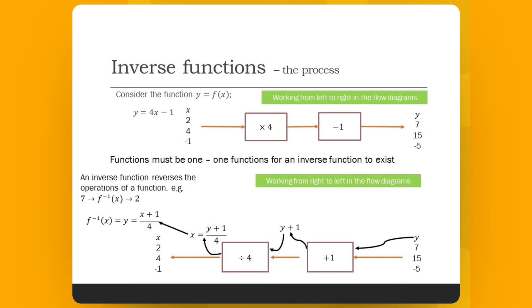Now let's try with the numbers. If we start with 7, we add 1, we have 8. 8 divided by 4, the answer is 2. And that checks with what we had before. Let's try another one. 15 add 1 is 16. And the 16 divided by 4 is 4. So that works. So that is how the process is supposed to work. Now I must mention functions must be 1, 1 for an inverse to exist.